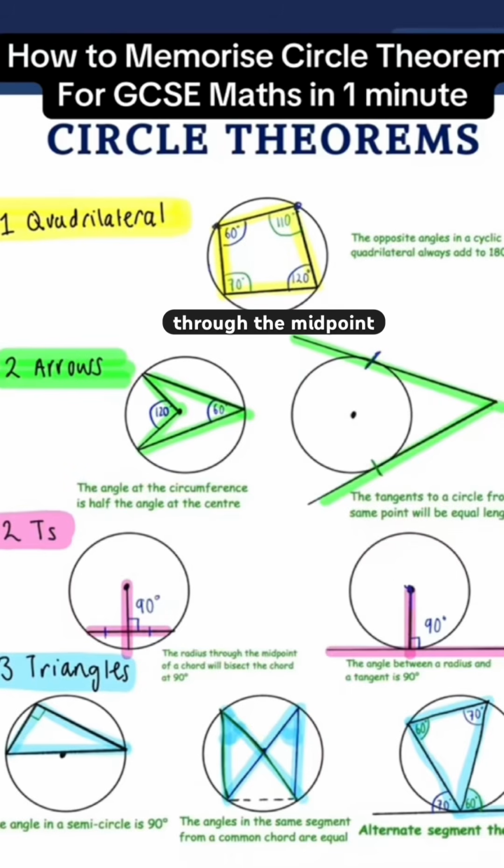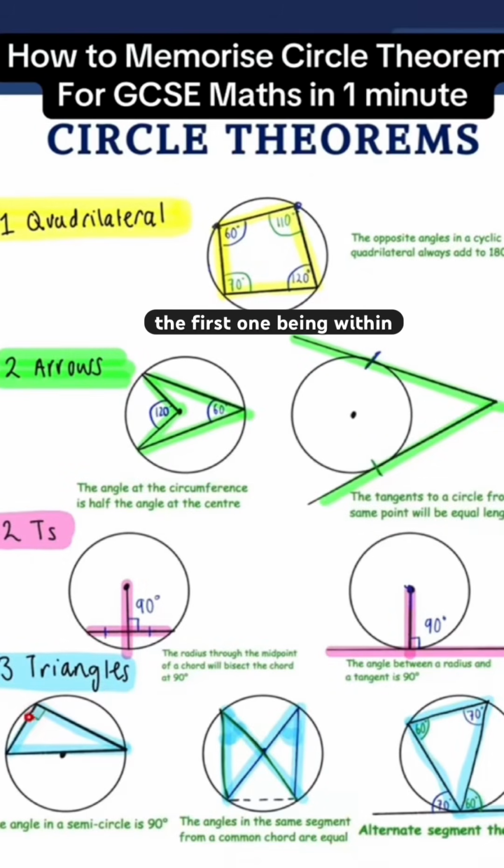The radius through the midpoint of a chord will bisect the chord. This just means it cuts it exactly in half when you see the word bisect. Then you have the angle between the radius and the tangent is 90 degrees. So you can see that similarity between both of those. You've got 90 degrees.